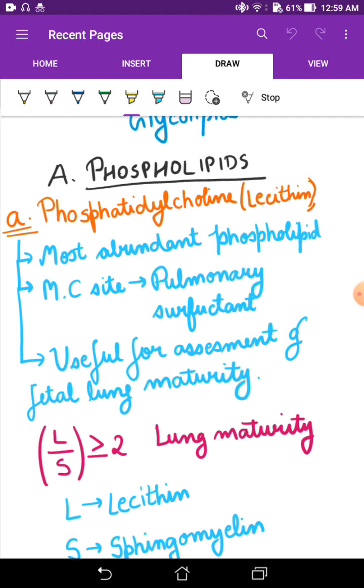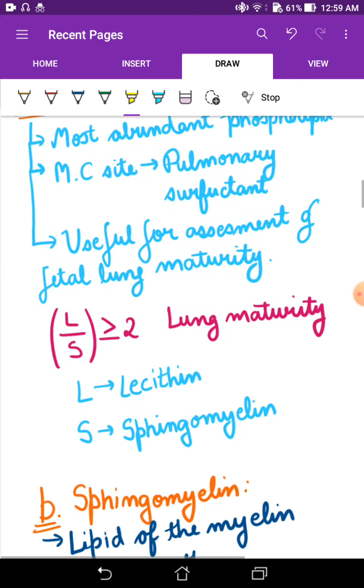We will discuss each of them. The first one we are going to discuss is phosphatidylcholine. It is also called lecithin. It is the most abundant phospholipid present. The most common site where we can see it is the pulmonary surfactant. It is useful for the assessment of fetal lung maturity. How do we calculate it? It is the L by S ratio. L is lecithin, and S is sphingomyelin.